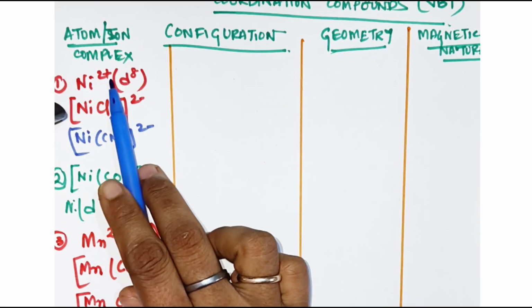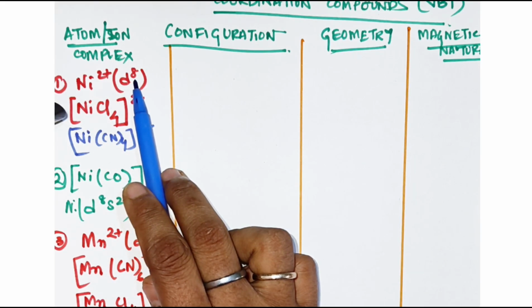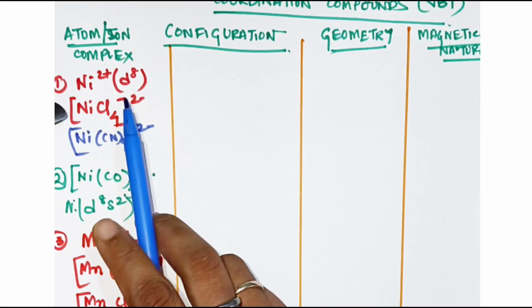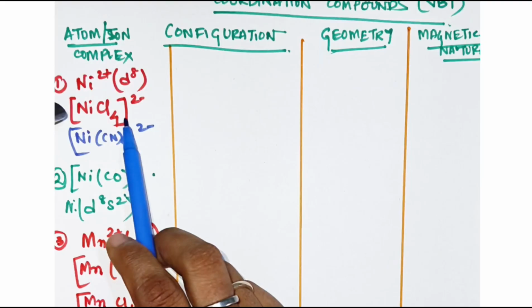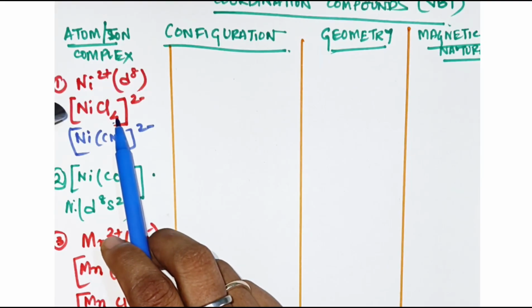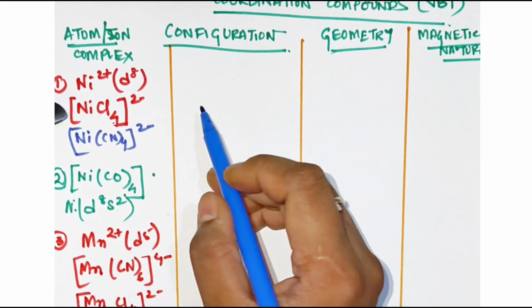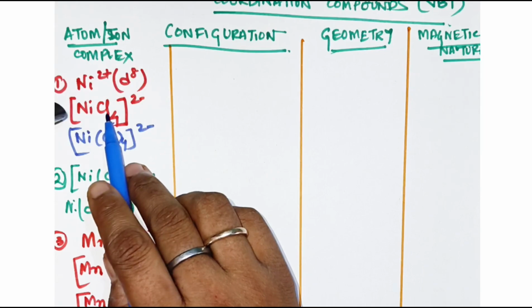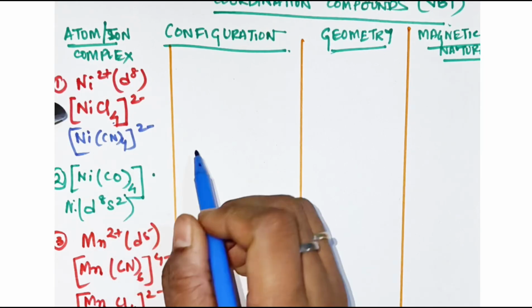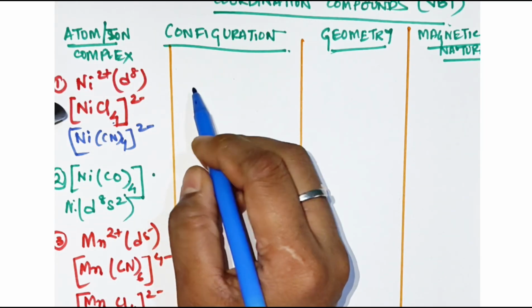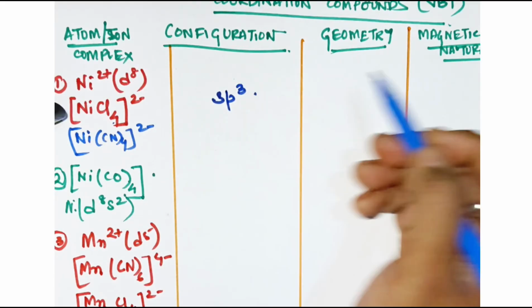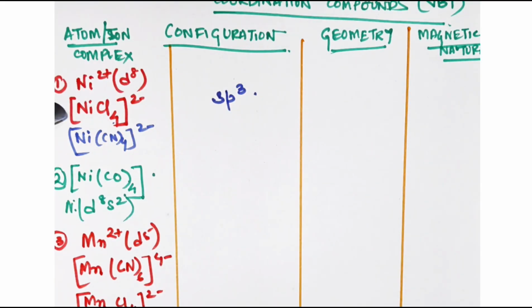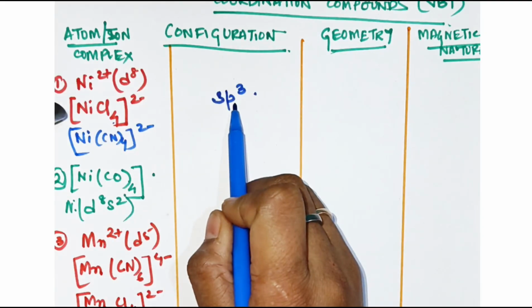See here, this is nickel 2 plus, that means d8. There are 8 electrons in the d orbitals. Chlorine is a weak field ligand, so will it take the inner d2 orbitals? No, it won't. We can draw the orbitals, or we can directly write the shape. It will be sp3, which means the hybridized orbitals will be 4s and 4p.